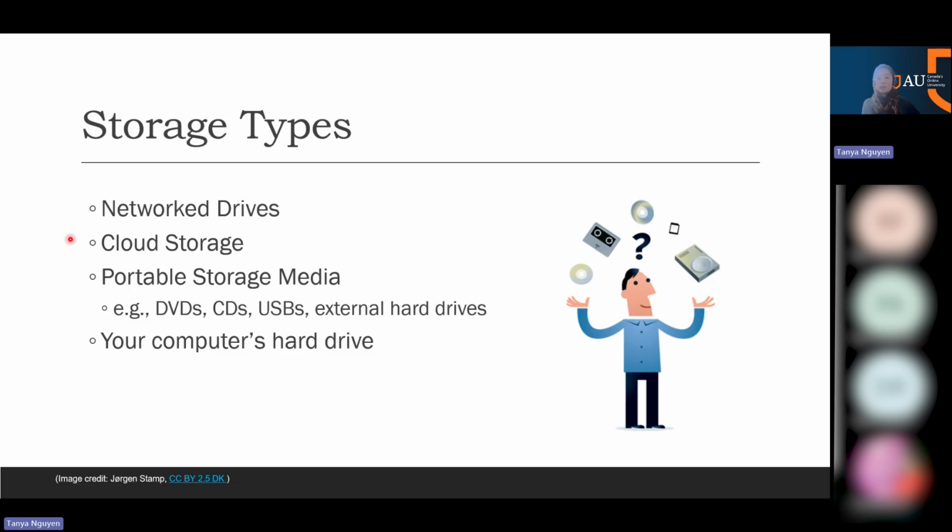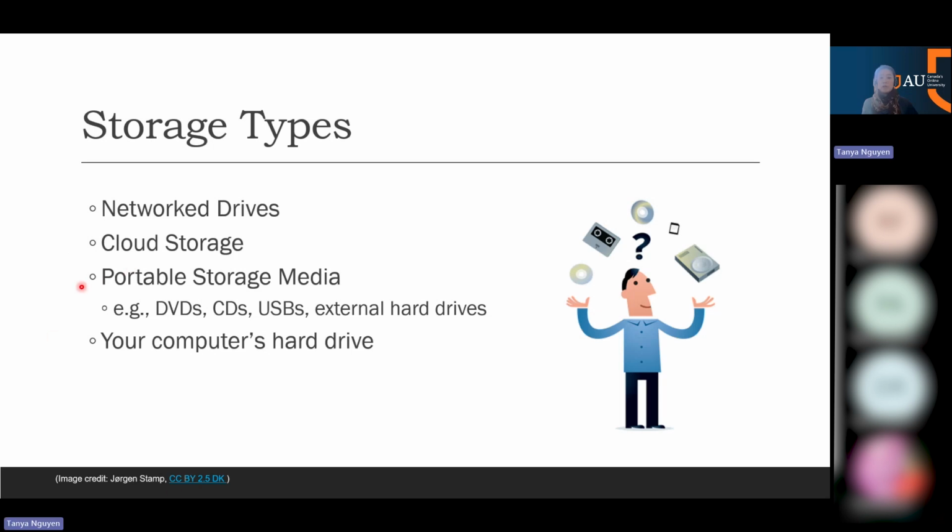Cloud storage is a distributed remote storage solution. You can upload and access your data from anywhere as long as you have an internet connection. Some common types, as many of you already know, are Dropbox, Google Drive, and Microsoft OneDrive.